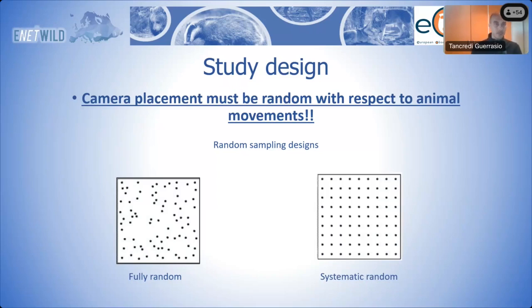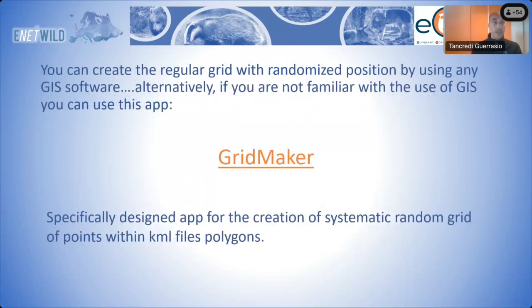So we're going to create a systematic random design with a regular grid to be positioned on our study site. So how to do that?